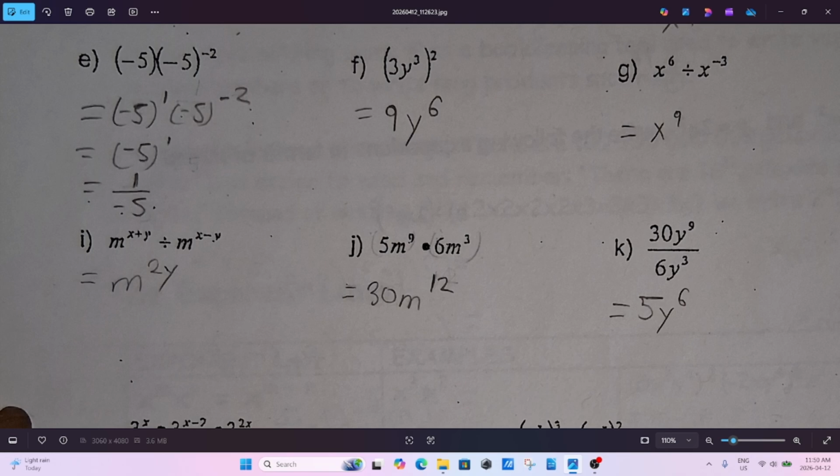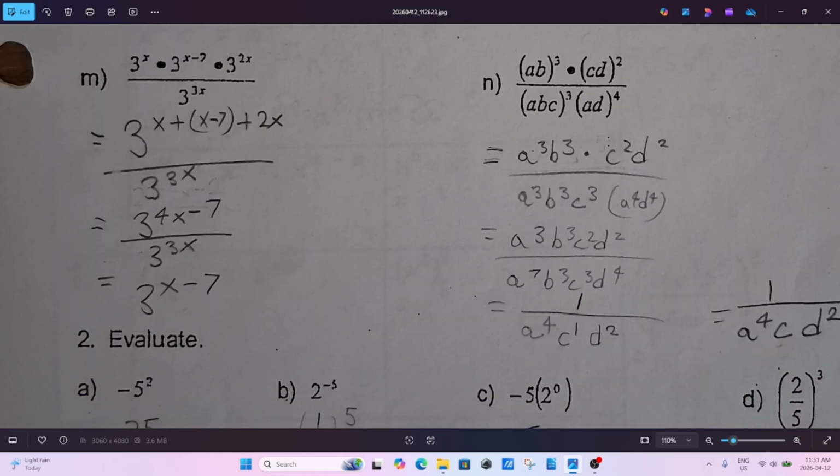J, 5m to the 9 times 6m cubed. So 5 times 6 is 30, so you get 30 there. m to the 9 times m to the 3, so 9 plus 3, you get 12, so you get m to the 12. Question K. 30y to the 9 divided by 6y cubed. So 30 divided by 6, you get 5. y to the 9, subtract the y to the 3, so 9 minus 3, you get 6. So you get y to the 6 in the numerator.